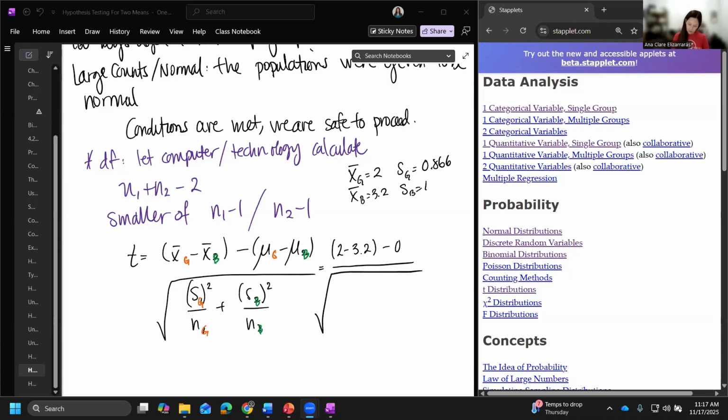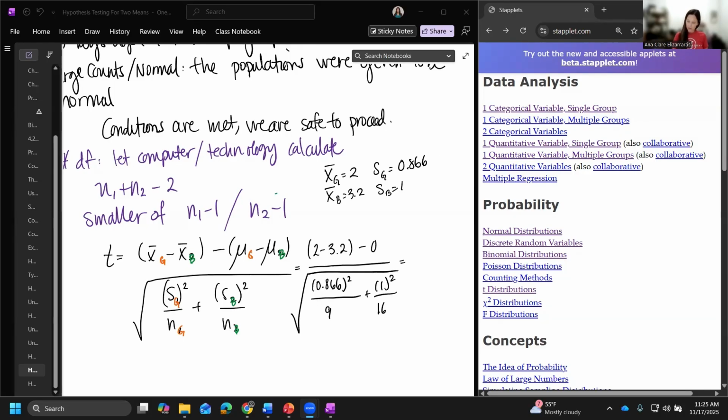the standard deviation of girls, 0.866, squared over the sample size, which was 9, adding that to the standard deviation of boys, 1, squared over the sample size of 16. So that leaves us with a numerator of negative 1.2, and then in the denominator we have 0.382, which gives us a t-value of negative 3.141 for doing that by hand.